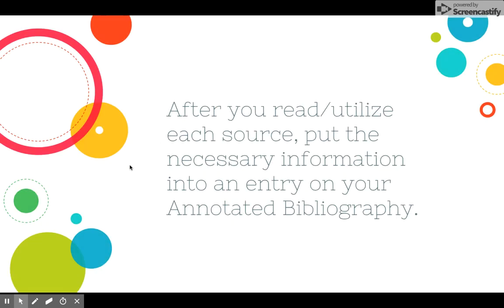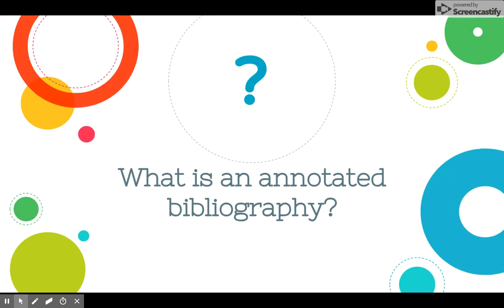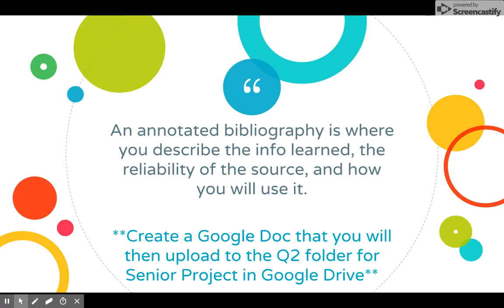After you read and utilize each source, you need to put that information into the annotated bibliography. Because once you have the research, you've got to package it. And in this case, the package is the annotated bibliography. That's the thing you are going to produce. So what is an annotated bibliography? Well, it's a list of all of your sources, and for each source, you will sort of comment on what it is, and I'll talk about that on the next slide. You'll describe the info that you learned, the reliability of the source, and how you will use it.